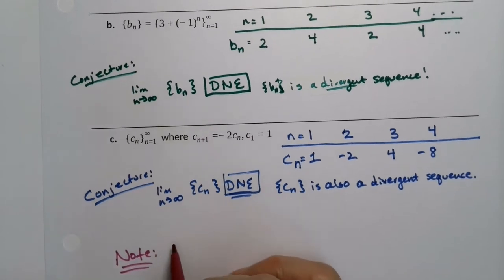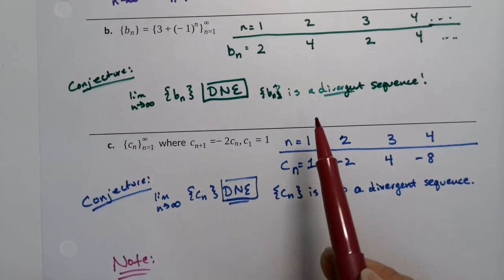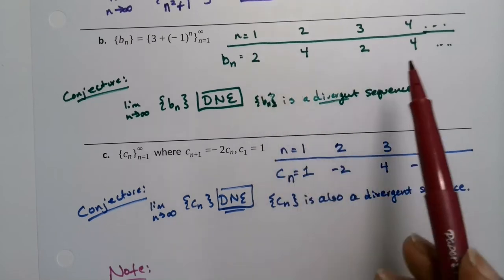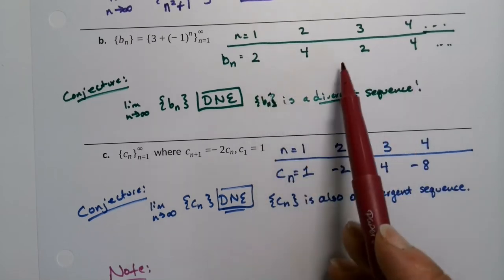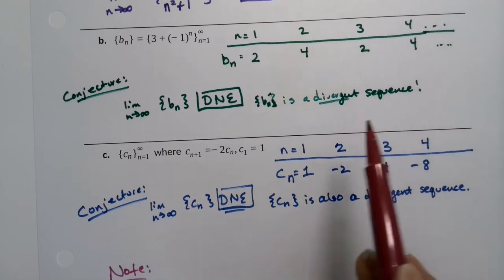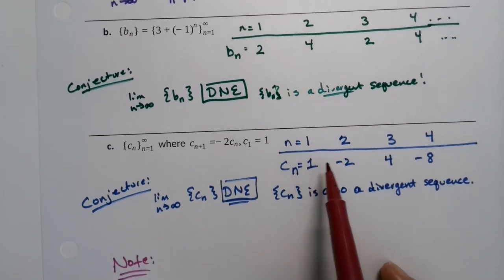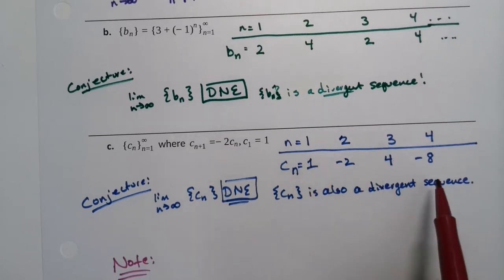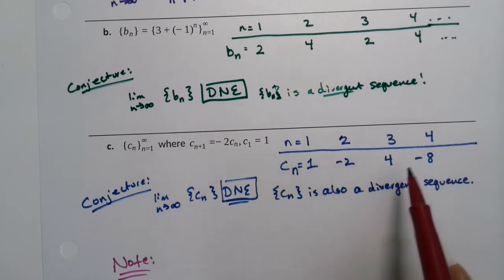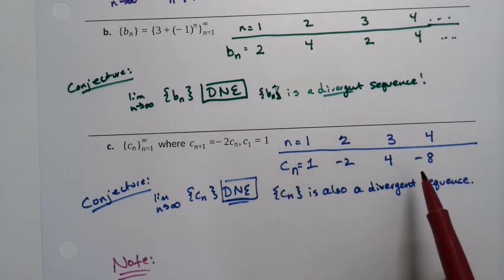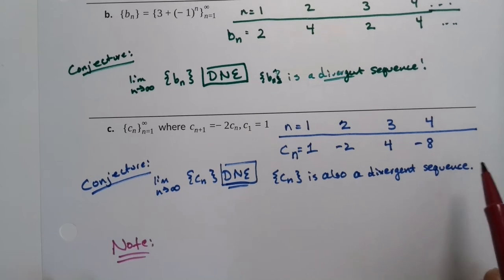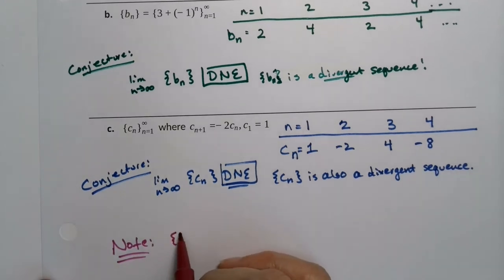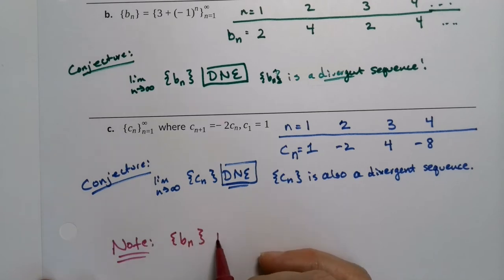Can you see why? They're oscillating because they're bouncing. This one's bouncing between 2 and 4, 2 and 4, 2 and 4. And this one is positive, then negative, and then larger, and then negative, positive, negative, positive, negative, and it's actually growing and expanding. So these are both oscillating sequences. Oscillating means going back and forth.